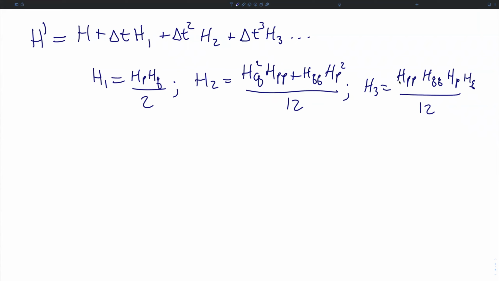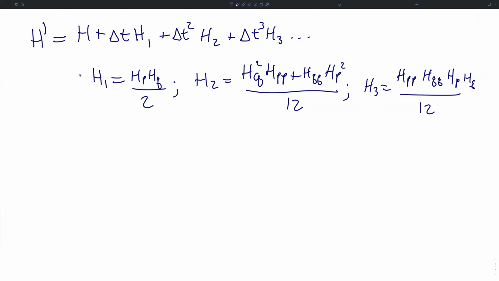h3 is the second partial in p times the second partial in q times the first partials in each, over 12. And these particular terms are derived from that BCH series solution. So for a first order scheme, for a time step delta t, what we find is that we are propagating a Hamiltonian which is very close to the original Hamiltonian H, and the smaller this delta t and the smaller the evaluations of these terms, the closer it is, but it cannot be exactly the original Hamiltonian.